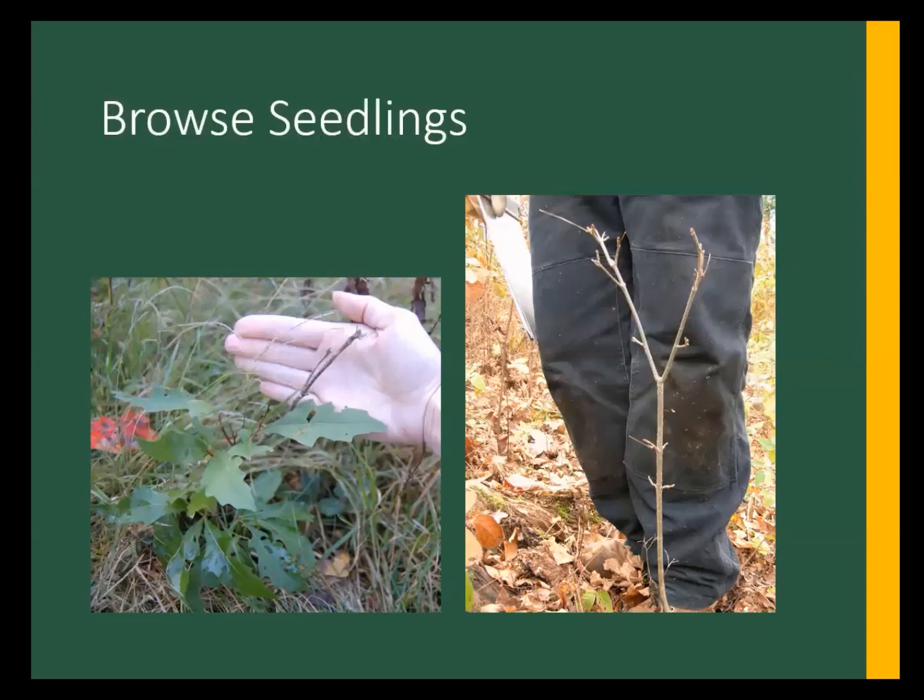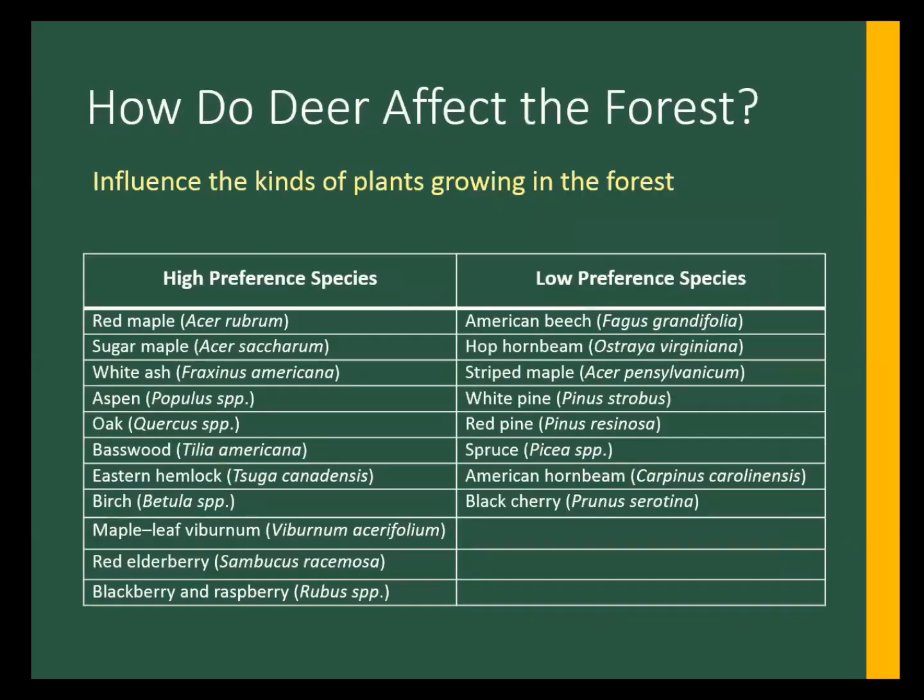And so direct browsing on the seedlings prohibits their growth, of course, and then they're browsing on some species that they prefer over others. And in terms of invasive species, deer tend to not prefer those species and tend to prefer a lot of our native species. So by browsing on those that they do prefer, those that they don't tend to take over, and that includes not only invasive species, but also, like I mentioned before, American beech and hop hornbeam and some other species.